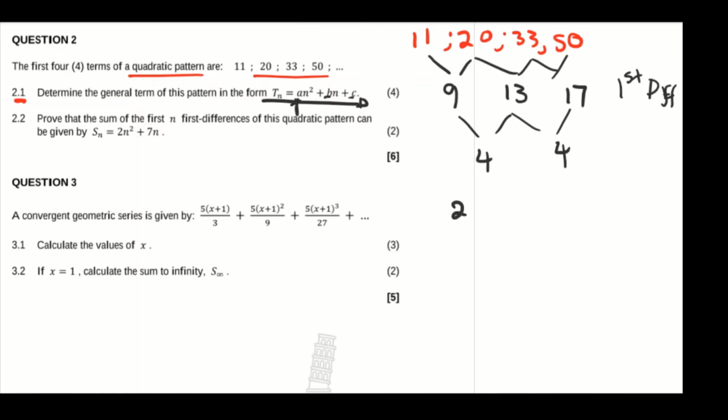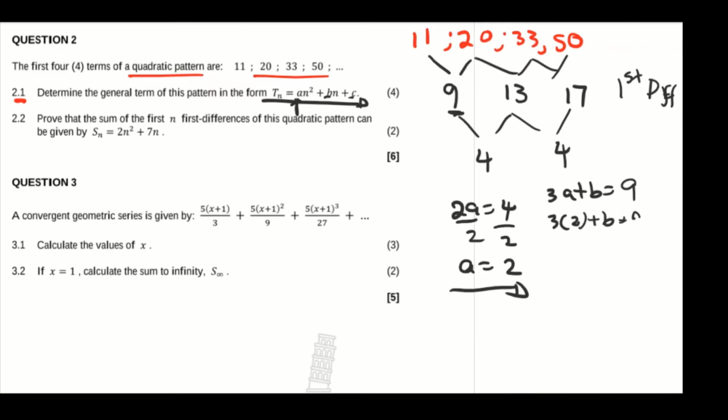So the value of a: 2a is equals to the second difference, which is 4, divide by 2 both sides, so our a value is equals to 2, right? And then 3a plus b is equals to the first term of the first difference, which is 9, and then our a is 2, so it's 3 into 2 plus b is equals to 9, and then b is equals to 9 minus 6 because it's 3 times 2, and then b is equals to 3, right?